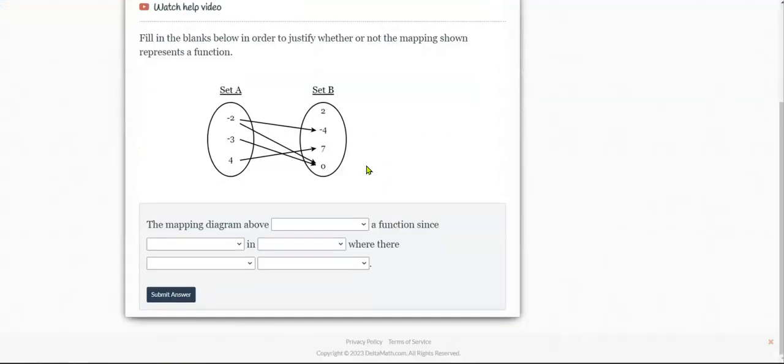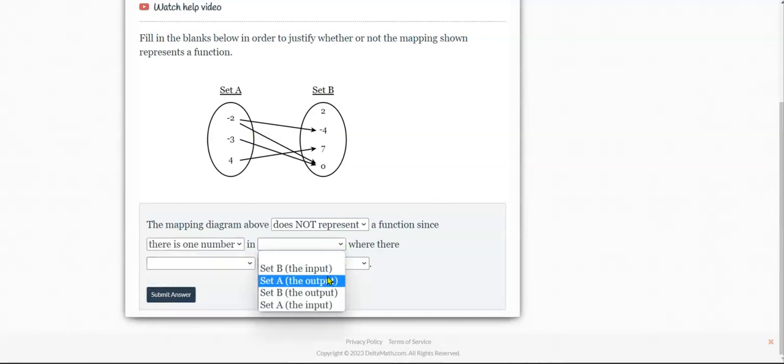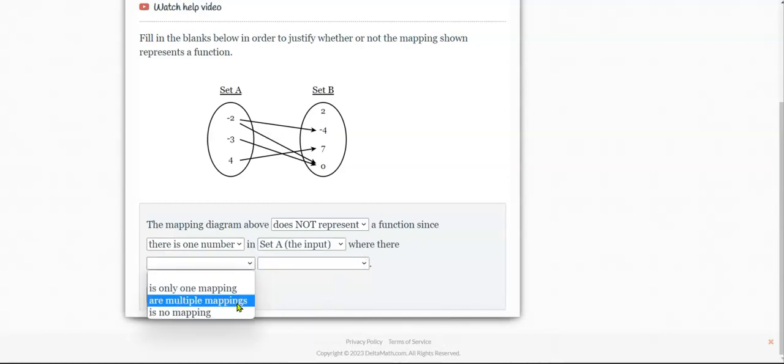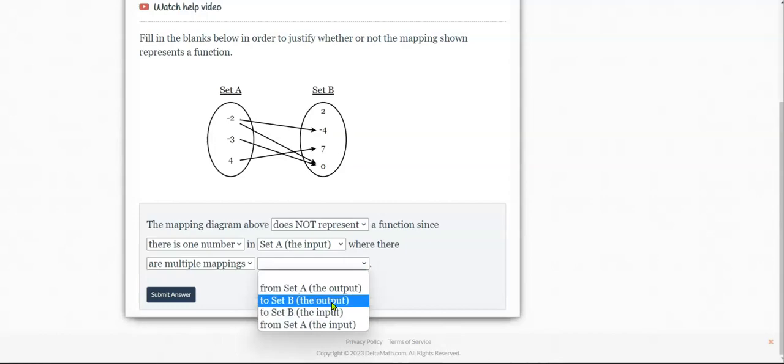Let's try one more. There are 2 mappings coming off of the input, so this is not a function because there is one number in the set A input where there are multiple mappings to set B the output.